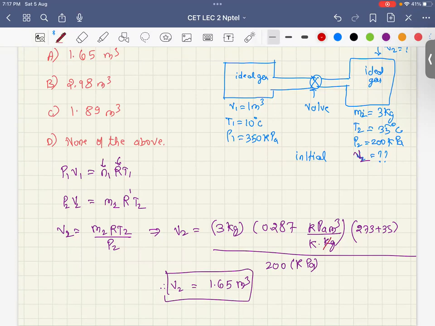Because here you see kg is going to get cancelled with kg, Kelvin is going to get cancelled with Kelvin, and kPa is going to be cancelled with kPa. So what we are left with is meter cube.